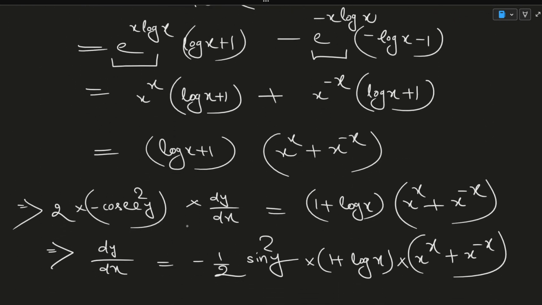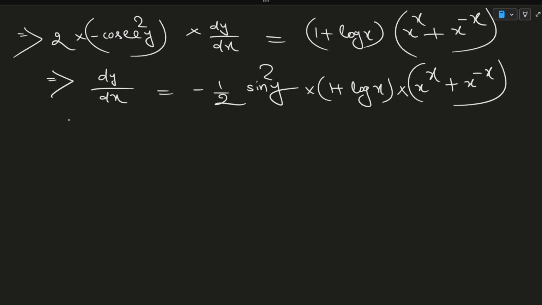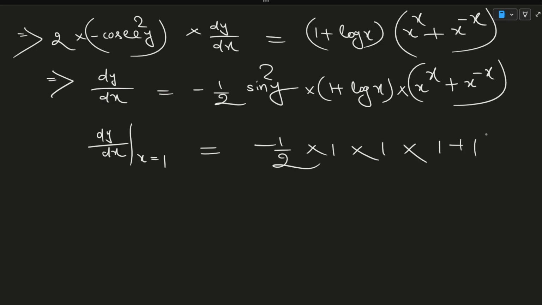So I will just put 1 in place of x. So it will be what? And I have already evaluated that the value of y will be pi by 2 when x is equal to 1. So it will be 1, sine pi by 2 is 1, so it will be 1 into log 1 is 0, so 1 plus 0 is 1, and it is 1 plus 1, so it will be minus 1. Okay, so it will be 2, and here 2 cancels, and we'll get minus 1 as the answer.